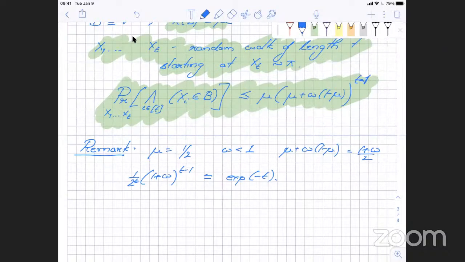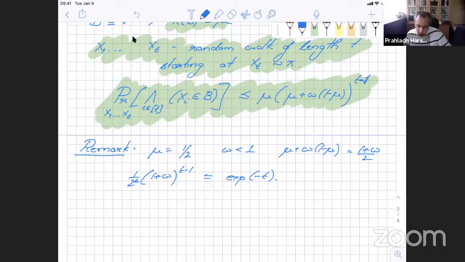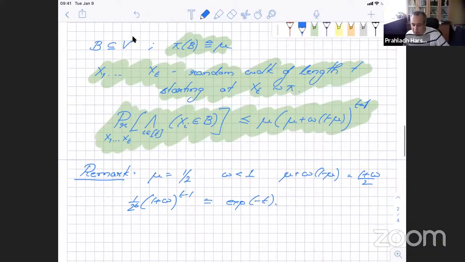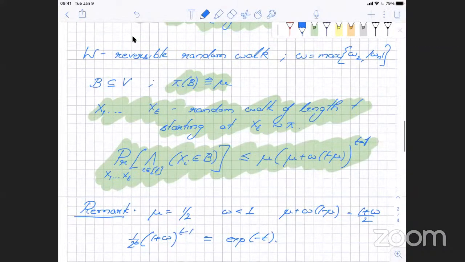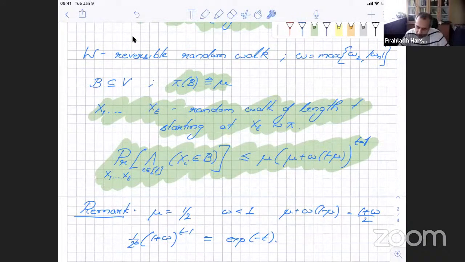So this is going to be a stronger statement. It is stating that if it were independent, it would be mu to the power t. If the walk were independent, not a random walk, where each vertex you picked independently, it's mu to the power t. We're claiming that even though you don't pick it independently, you're picking it in a very dependent fashion, from a walk, it is still something which goes down exponentially in t.